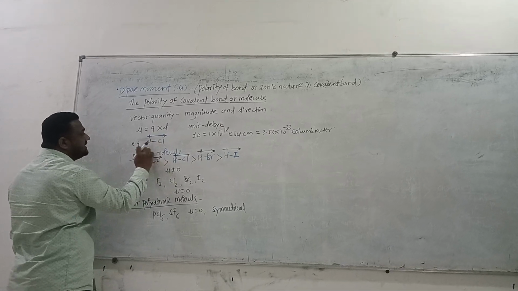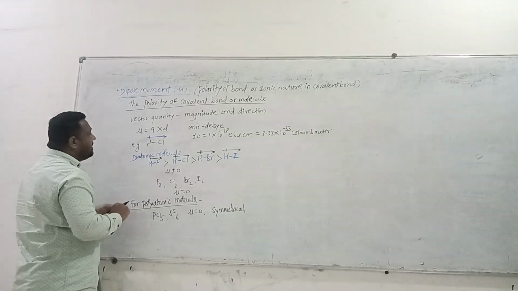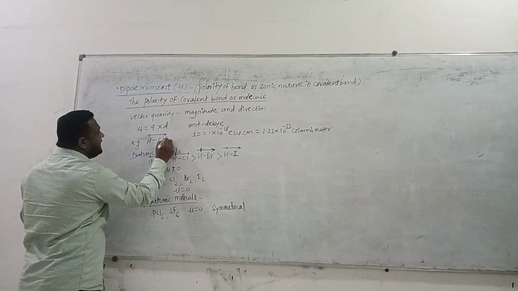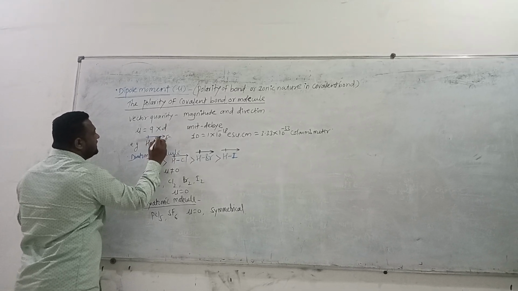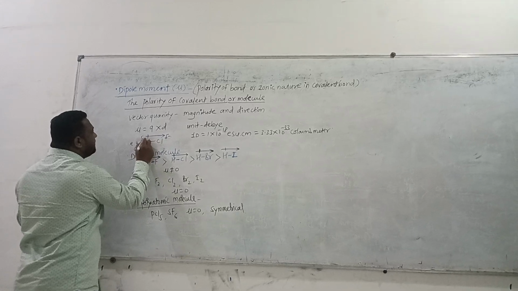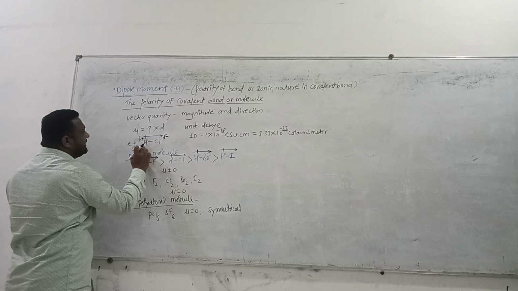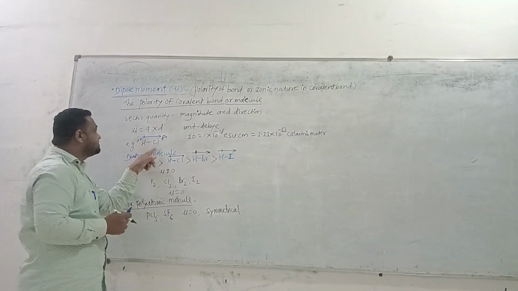For example, take the HCl molecule. What happens in HCl? Chlorine is more electronegative, so it acquires a partial negative charge. It withdraws electron density, and hydrogen acquires a positive charge because it donates electron density. So the bond between hydrogen and chlorine becomes polar.